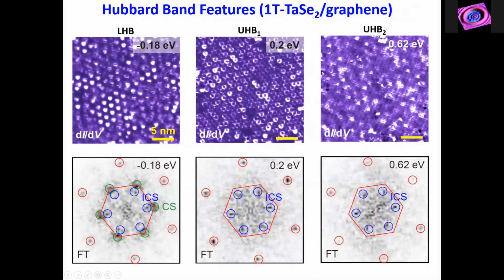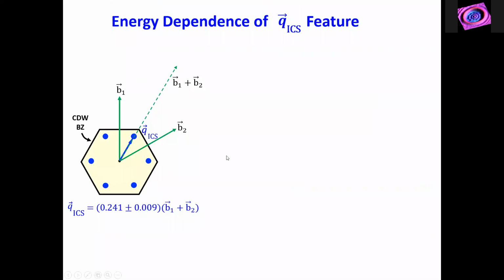And when we saw this, we thought it was really weird. We didn't know where this incommensurate superstructure was coming from. Here I show the average value of the ICS wave vector. If you average the data, then you can see that the wave vector of this incommensurate superstructure is 0.241 times the reciprocal lattice vector of the triangular lattice, which is the CDW lattice. This is just experimental. There's no theory here. It's just an experimental fact.